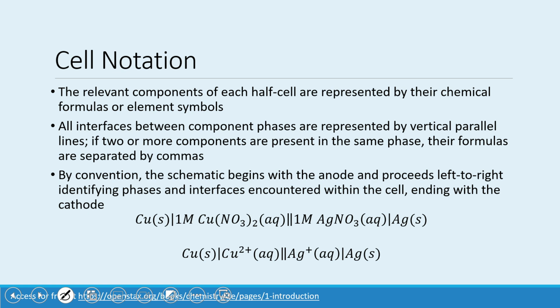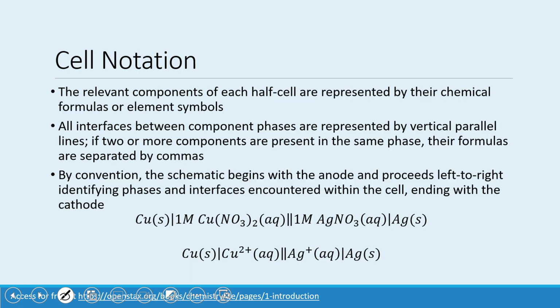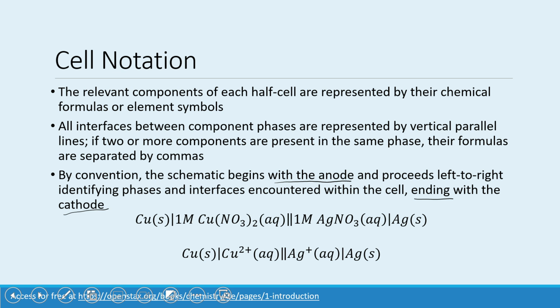So we can take that image that we saw and reduce it down to what we call cell notation. And so when we reduce something down to cell notation, just remember that you always start with the anode, and you're going to go from left to right and end with the cathode. Okay, so in that image that we just saw, remember the anode was the copper. And so we're going to start with that copper reaction between copper solid and the copper 2 ion.